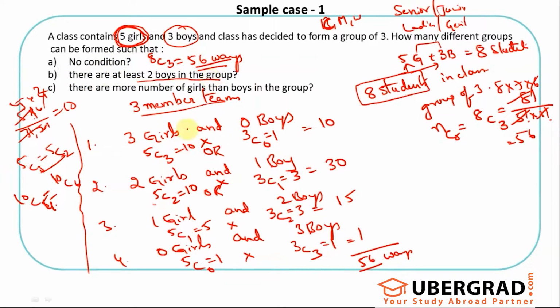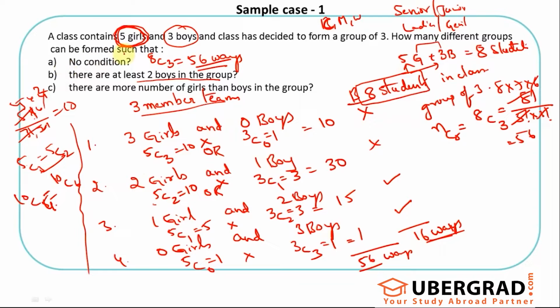the group? Is the first case correct for question B? No, I won't count it because I need to have at least 2 boys in the group. I have 0 boys. This is not counted. What about the second? Not counted because there's still only 1 boy. Yes, this is 3 boys. Yes, at least 2 boys is satisfied. So for B, the answer is just add 15 and 1, that is 16 ways. Right, that is what I need to do.